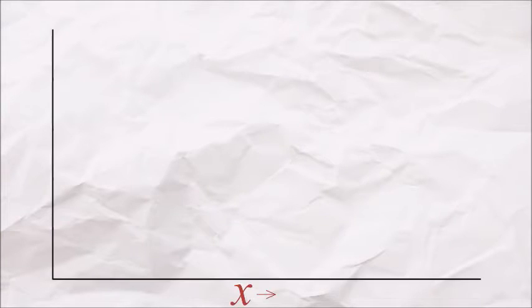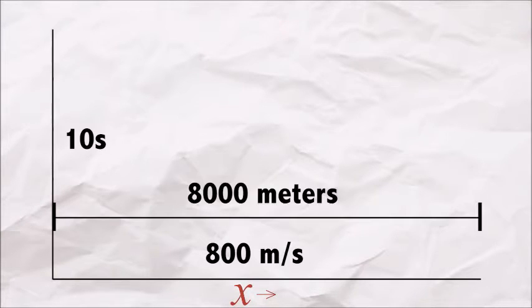Using this, we can determine how far the bullet will go on the x-axis. If the bullet is moving 800 meters per second laterally and stays in the air for 10 seconds, it will go 8,000 meters.